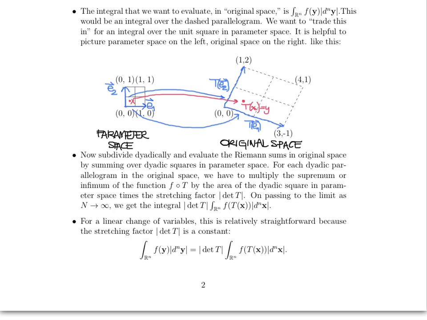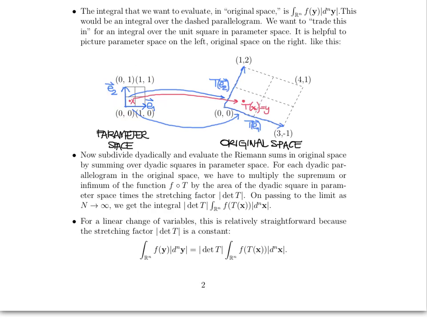There are a few different things that are changing as a result of this, but let's go over the concept. What we're doing is we're going to subdivide dyadically and evaluate Riemann sums in the original space, but the way we're going to do that is by summing over dyadic cubes in parameter space. For each dyadic parallelogram in the original space over here in the parallelogram, we're going to multiply the supremum or infimum of the function f composed with T by the area of the dyadic square in the parameter space.